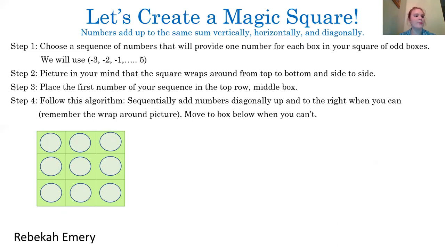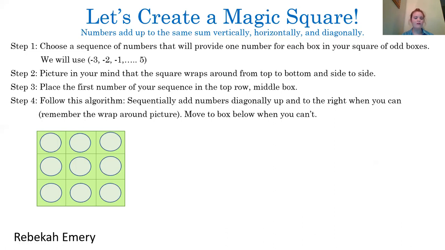So our first step is choose a sequence of numbers that will provide a number for each box in your square of odd boxes. We will use -3, -2, -1, all the way to +5. Step 2, picture in your mind that the square wraps around from top to bottom and side to side. Step 3, place the first number of your sequence in the top row, middle box.